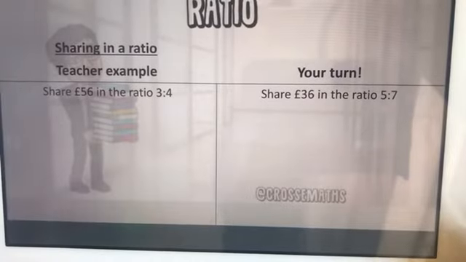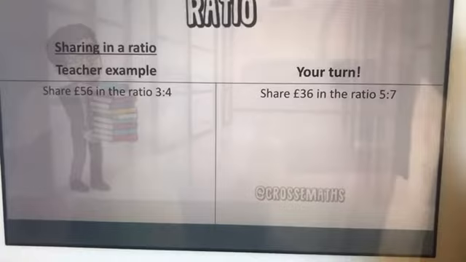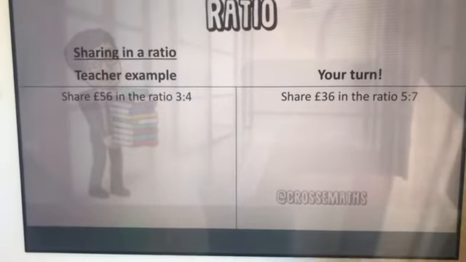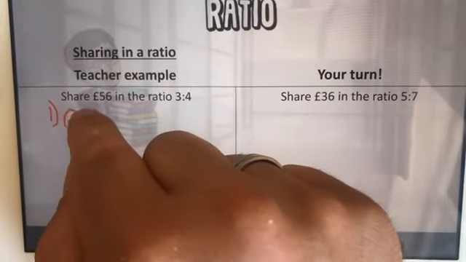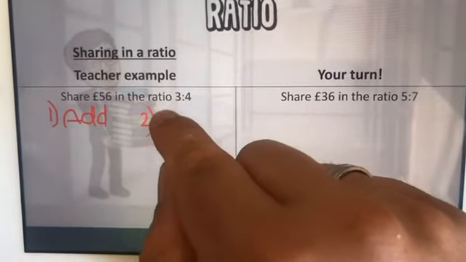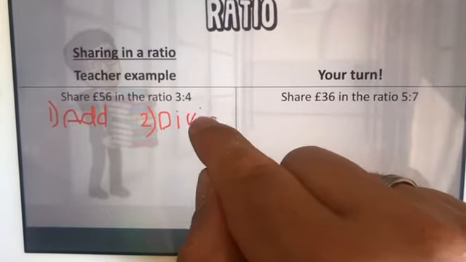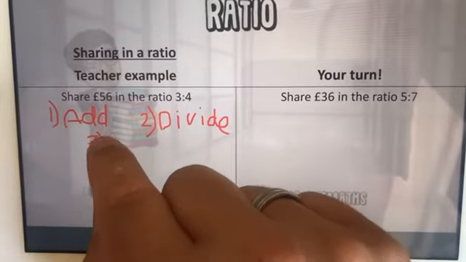Right, next one. So this is the proper stuff. This is the sharing in the ratio. This is how it properly looks. So there's always 3 simple steps, okay, every single time, when you're sharing in ratio. You want to add your ratios together. You want to divide the amount of money by your total ratio, your total shares, and number 3, you want to multiply out.